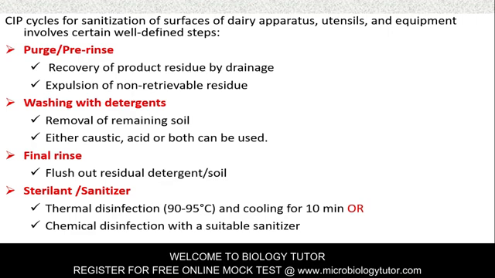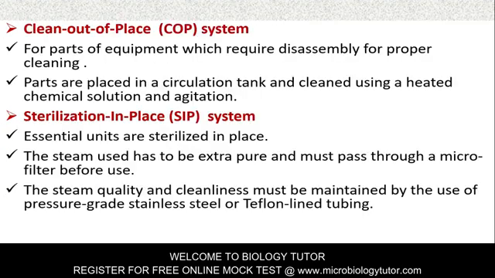Purge or pre-rinse. Recovery of product residue by drainage and expulsion of non-retrievable residue in pre-rinse or purge. Washing with detergents. Removal of remaining soil, either caustic acid or both can be used. Final rinse. Flush out residual detergents or soil. Sterilant or sanitizer. Thermal disinfection of 90 to 95 degrees Celsius and cooling for 10 minutes or chemical disinfection with suitable sanitizers are performed.